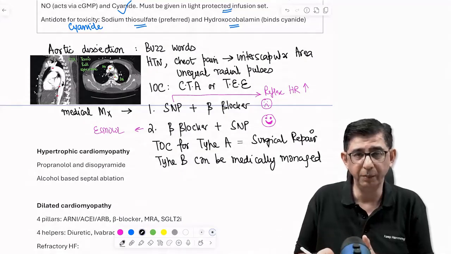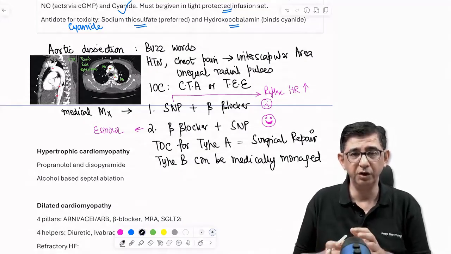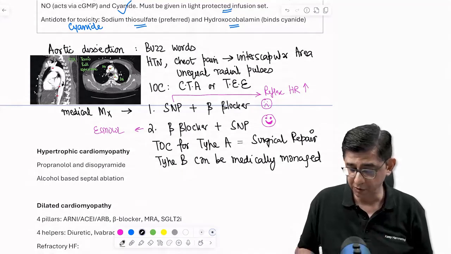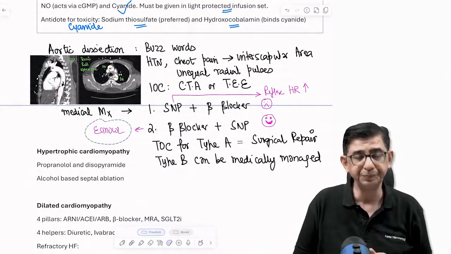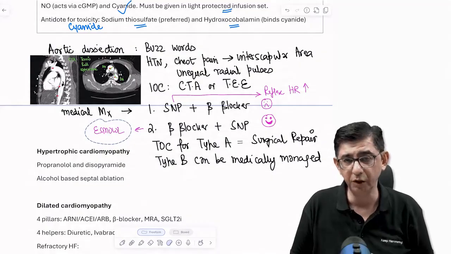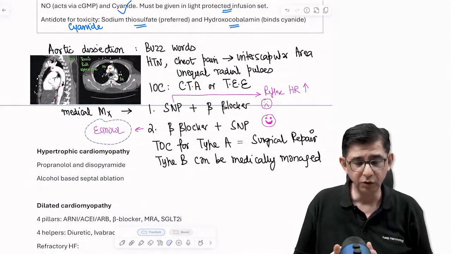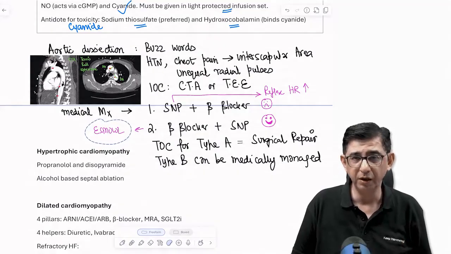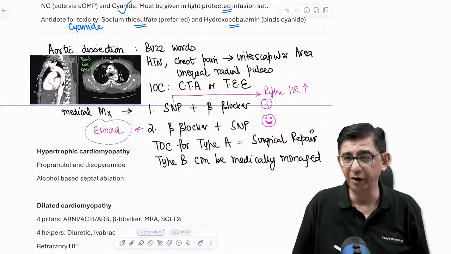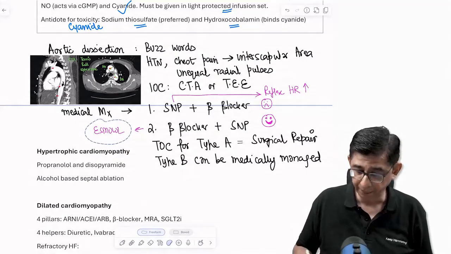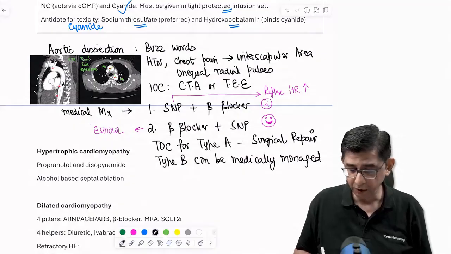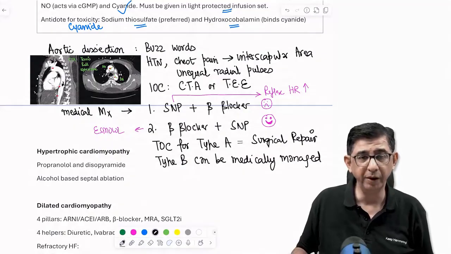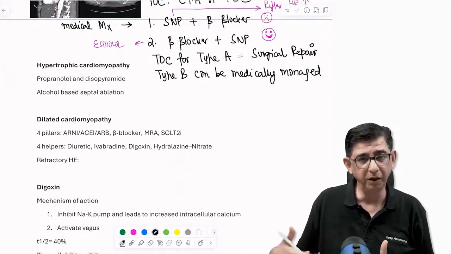We must start medically managing in the casualty. So if he says first intervention to be done for this patient, then answer is beta blocker. Esmolol can be given to these patients, and then subsequently sodium nitroprusside. He will deliberately give these combinations, and sodium nitroprusside, if given first, as I explained to you, can cause a reflex tachycardia.